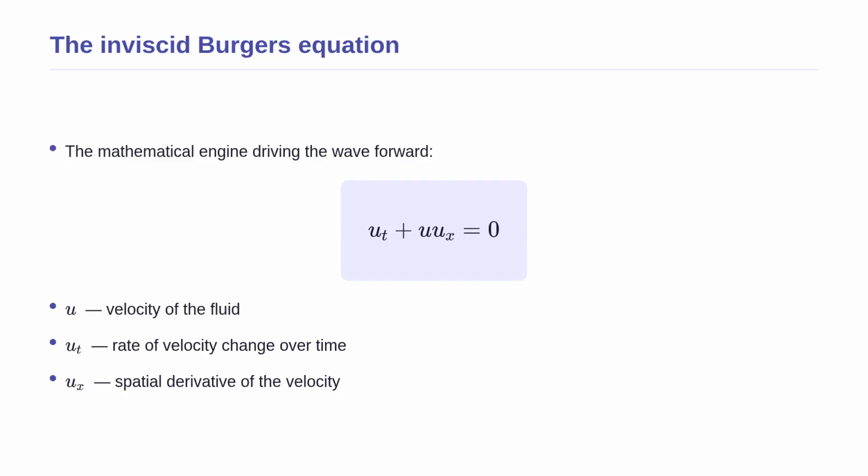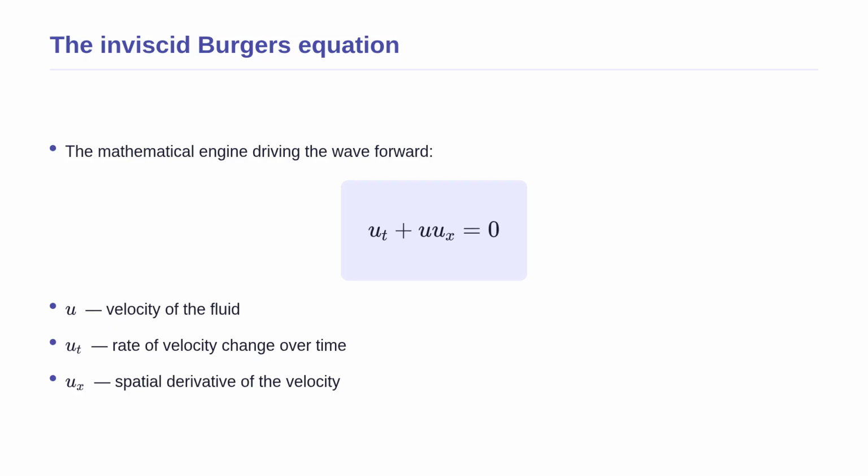The equation states that u sub t plus u times u sub x equals 0. Here, the variable u represents the velocity of the fluid. The term u sub t is the rate at which this velocity changes as time moves forward. The term u sub x is the spatial derivative, meaning how the velocity changes as you move along the physical distance.